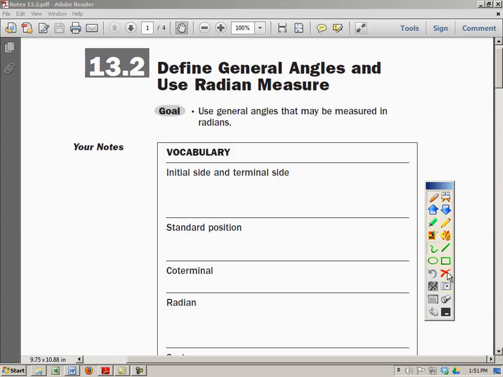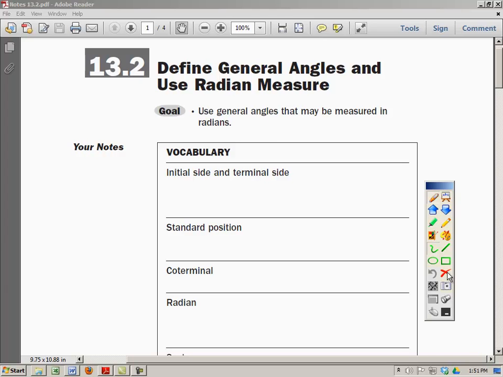Hopefully in the first video, 13.1, you talked a little bit about sine, cosine, tangent, some of the basic trig functions, and you should also have watched your first video on the unit circle. If you haven't watched that first unit circle video, I encourage you to do so because that'll make a lot of this make a lot more sense. But let's go ahead and start talking about some of the things in 13.2.